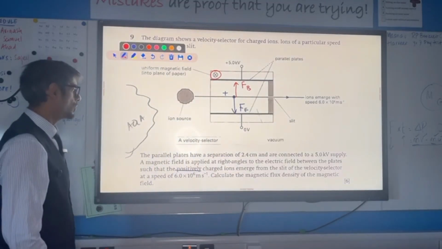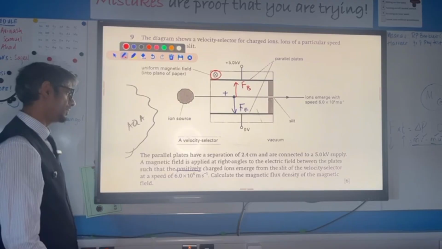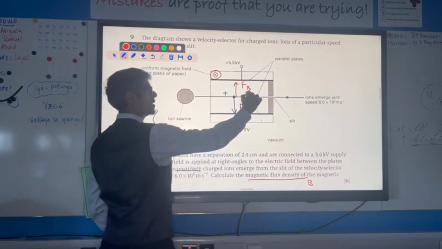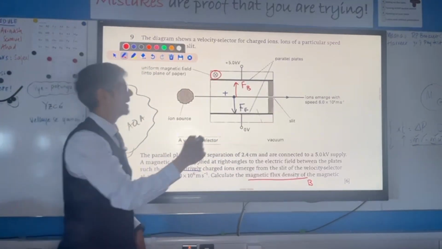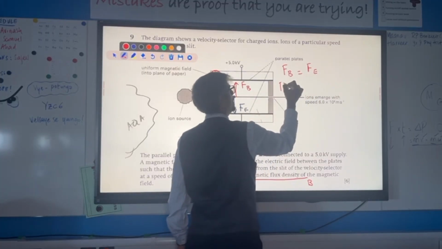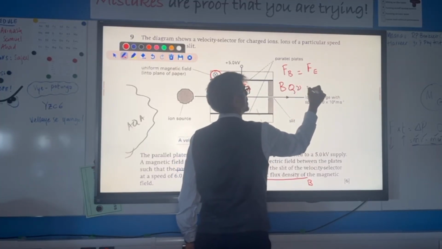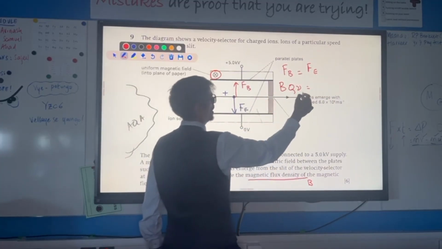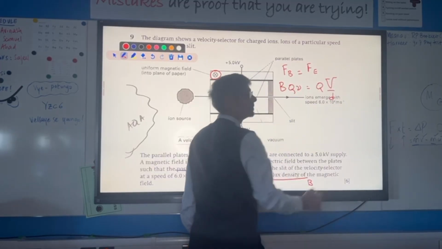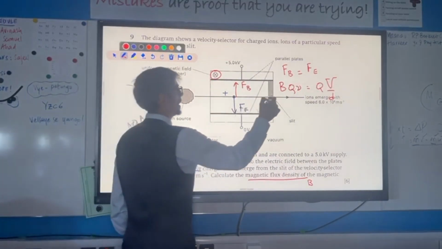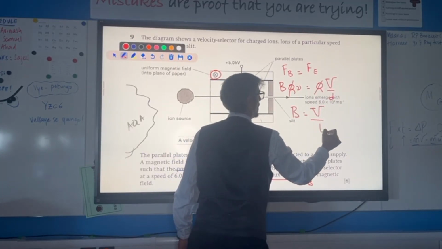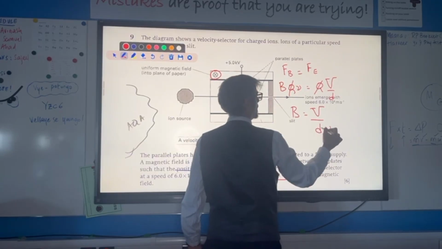So the question is then asking me for what? Calculate the magnetic flux density. It's asking me to work out B. So because it goes horizontally, the forces are balanced. And like we did earlier, FB is equal to FE. FB is BQV is equal to QE, but instead I'm going to do QV over D. What crosses out? Q crosses out. B is equal to potential difference divided by the separation of the plates divided by the velocity.